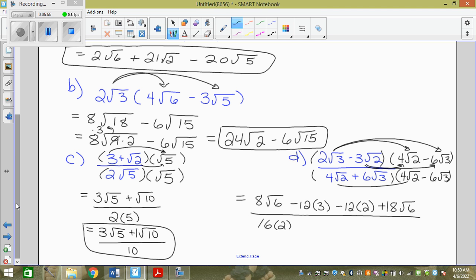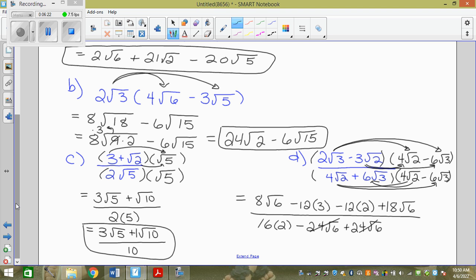Now if I'm multiplying by the conjugate and I'm doing it correctly, my middle term should do what? Cancel. 4 root 2 times negative 6 root 3 is negative 24 root 6. I better get a positive 24 root 6 or I messed up. 6 root 3 times 4 root 2 is positive 24 root 6. And then I should be able to immediately do this. If I can't do that, you messed up. You either messed up in your multiplication or you didn't multiply by your conjugate.